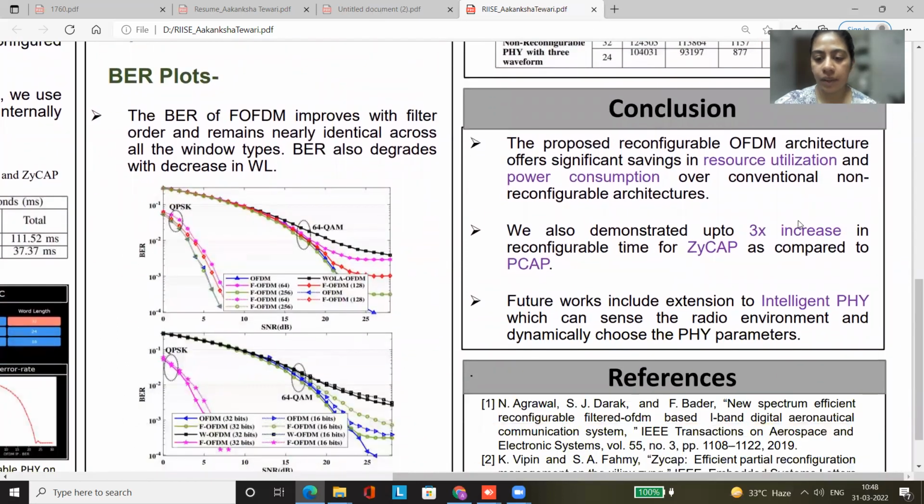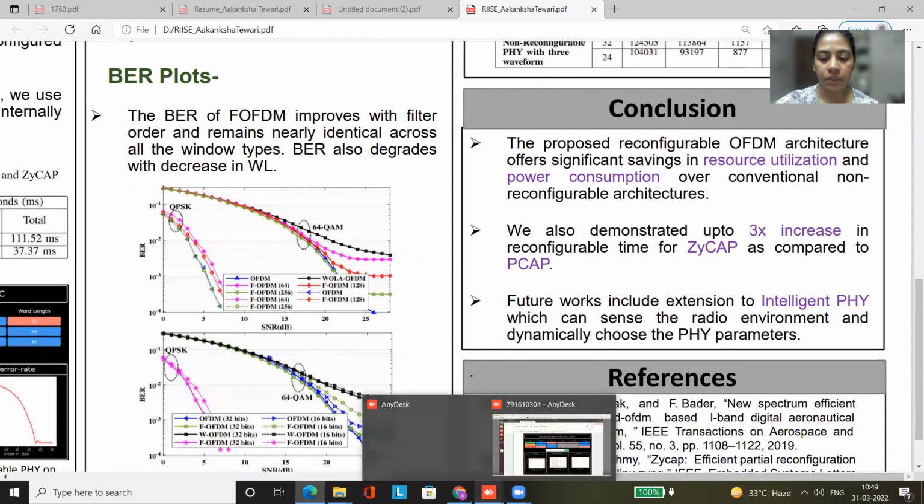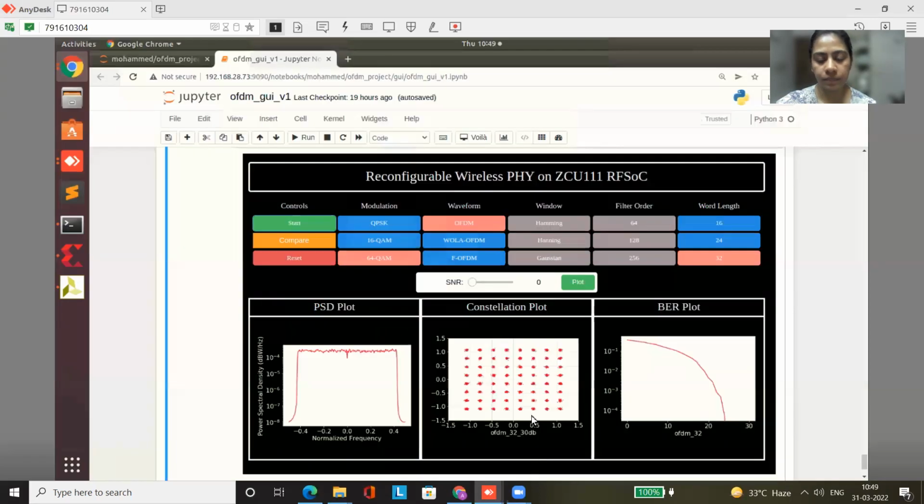We also wish to extend our proposed work to an intelligent reconfigurable architecture by adding intelligence so that our PHY can sense the radio environment and accordingly choose the PHY parameters. Now I'm going to demonstrate the demo.